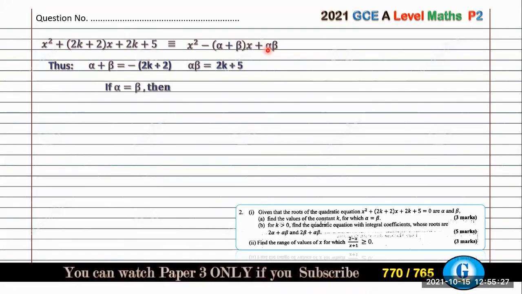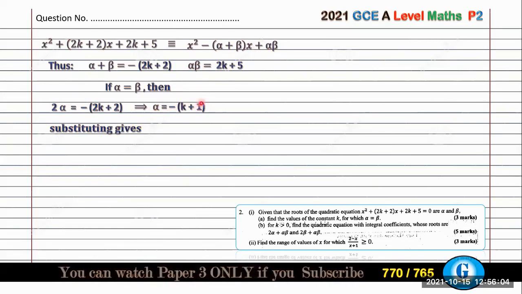Okay, now if alpha is equal to beta, what happens? If alpha is equal to beta, then for the first equation, we will have alpha plus alpha, which is 2 alpha, equal to minus into 2k plus 2. And for this second equation, so we can replace this value of alpha in this second equation here, right? When we simplify this one, we'll have alpha is equal to minus into k plus 1.